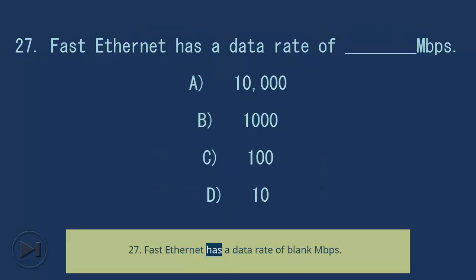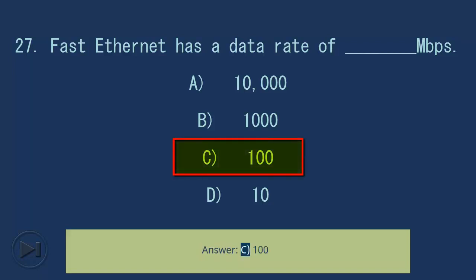27. Fast Ethernet has a data rate of blank Mbps. A. 10,000. B. 1,000. C. 100. D. 10. Answer, C. 100.